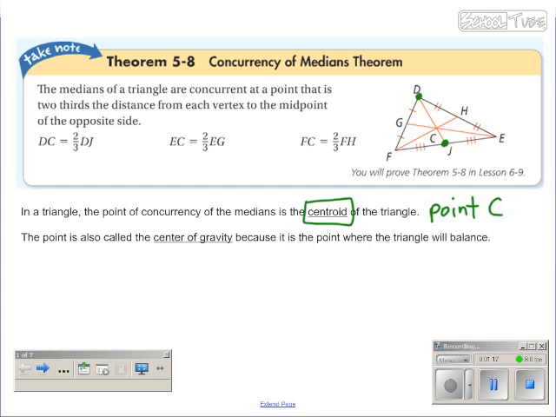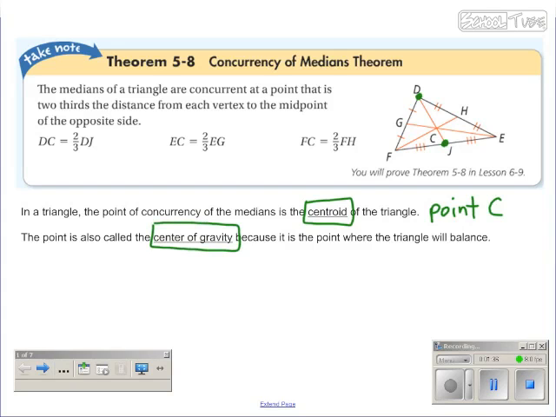Another way of thinking about it is if you took that triangle and you balanced that triangle on your finger, you would place your finger on the centroid of the triangle and it would be the center of gravity, so it would balance perfectly as long as you held your finger on point C for this particular triangle.